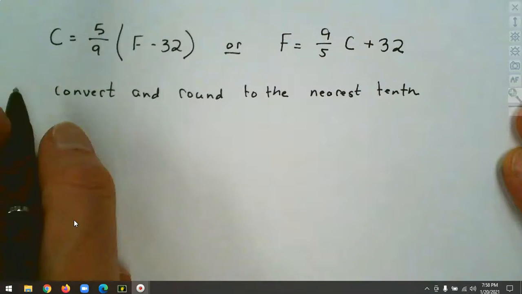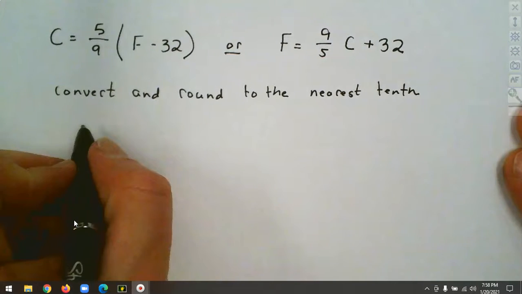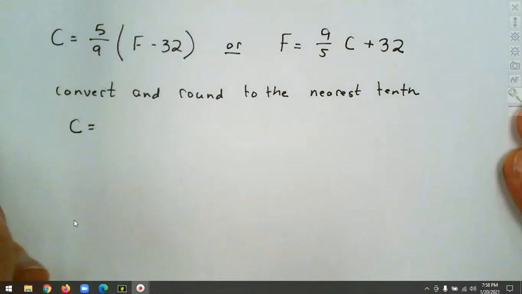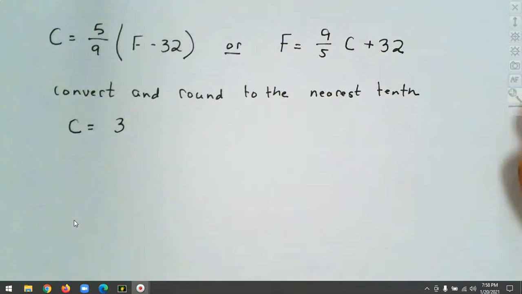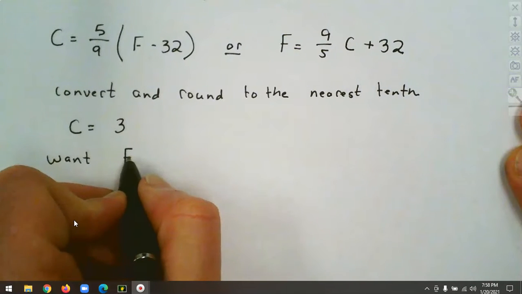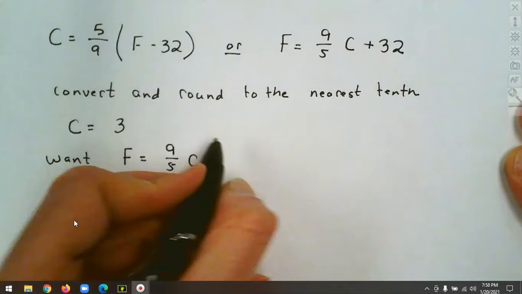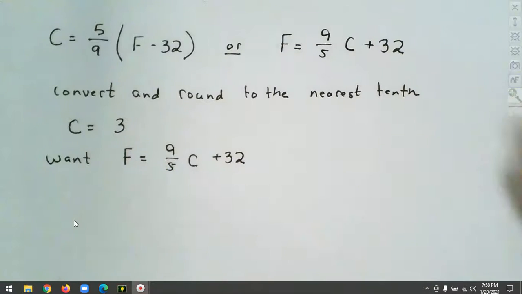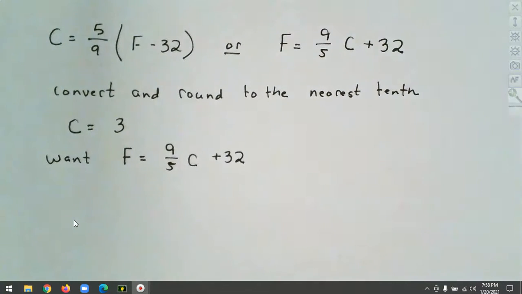So let's say the one in your homework is question 6. I'm going to do one similar to it. So let's say I give you a Celsius temperature of 3. And I want you to convert that to Fahrenheit. So we want to find our F value. And what does F equal? Well, F equals 9/5 C plus 32. So we're going to plug our value in for C. We're going to work it out. And how far do we round? We round to the nearest tenth, and tenth is one place.